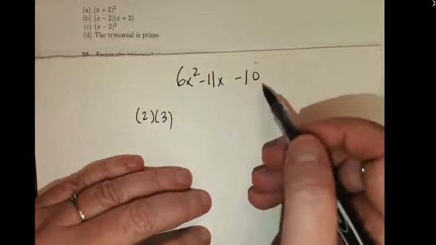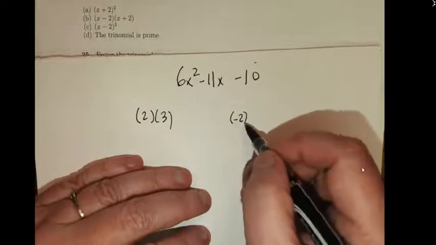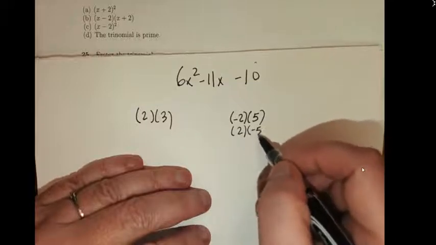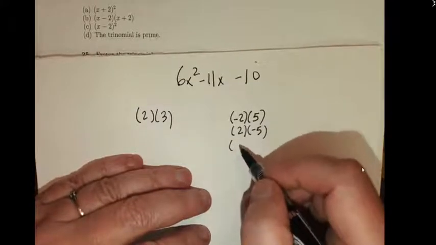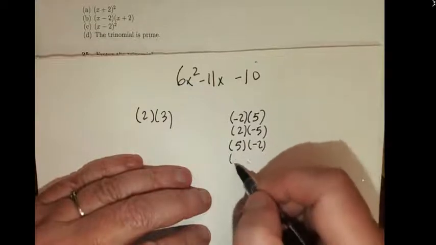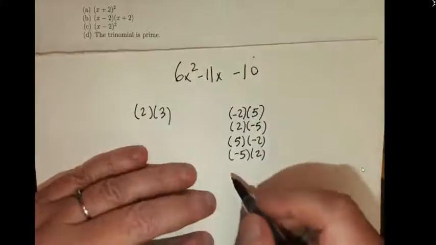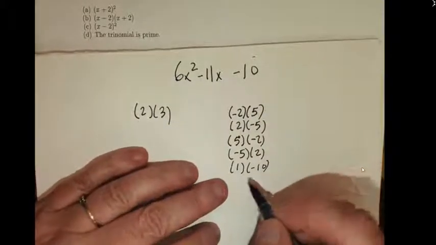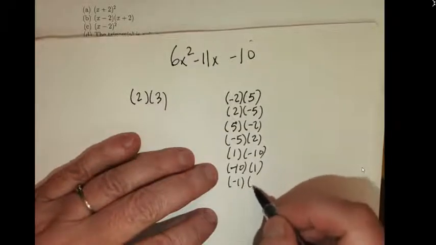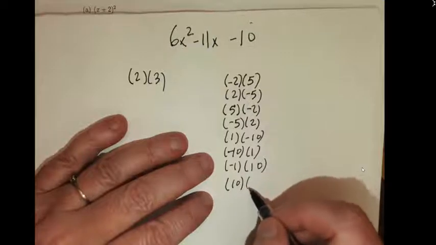Now, what about negative 10? I could have negative 2 and positive 5. I could also have positive 2 and negative 5. I could have 5 and negative 2. And I could have negative 5 and positive 2. Then I could have 1 and 10. I could have 1 and negative 10, or negative 10 and positive 1, or negative 1 and positive 10, and 10 and negative 1. Good Lord.